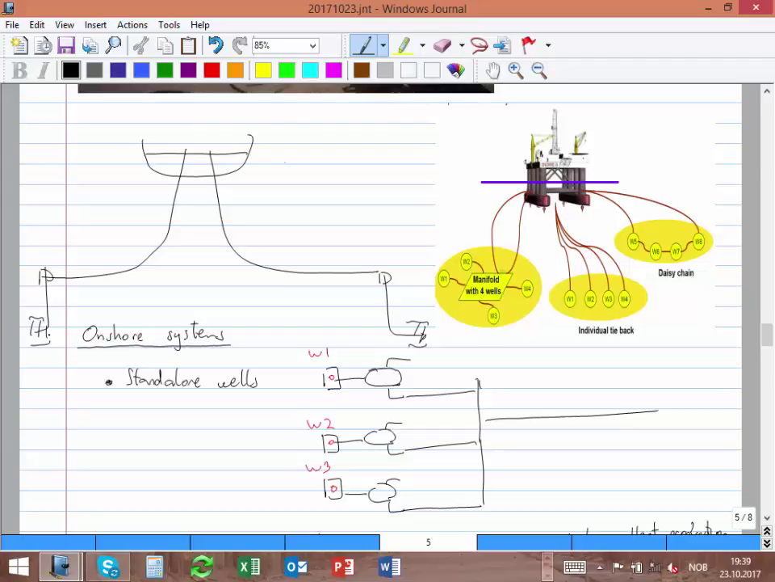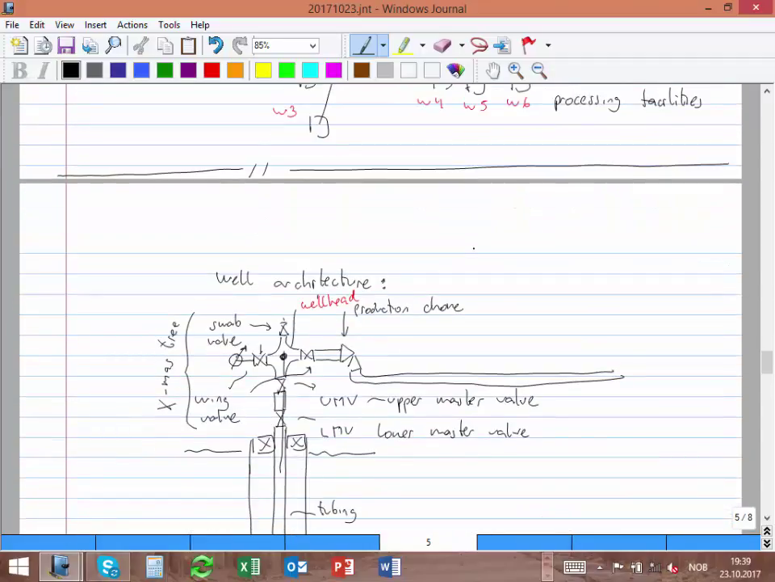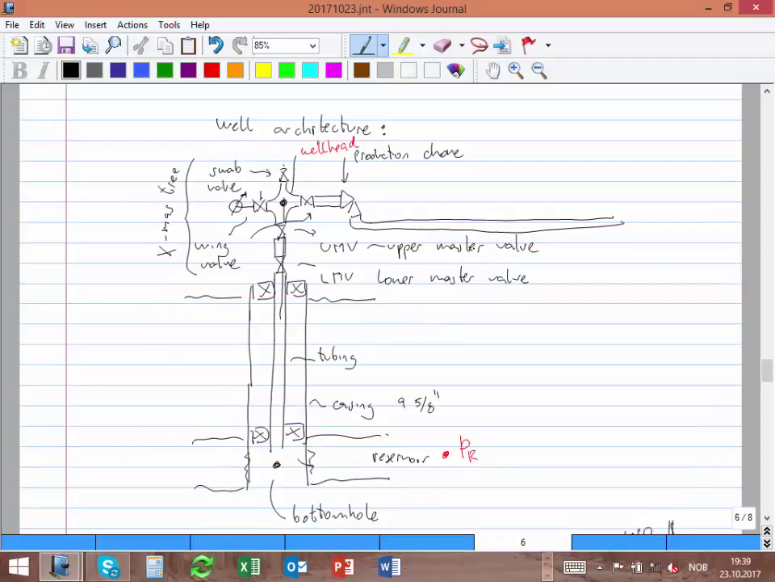But when I have the option to have the minimum number of lines, I go for it. Having multiple lines causes the project to be extremely costly. Remember this sketch, you have to be able to draw it. If I wake you in the middle of the night, 1 a.m., you have to be able to go and sketch, and put every element: downhole or bottom hole, wellhead, lower master valve, upper master valve, wing valves, swab valve, and the choke.